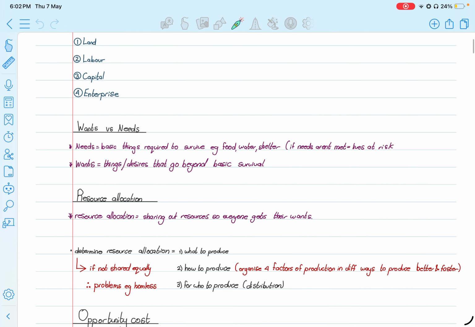Next we've got wants versus needs. This is kind of common sense, but if you do need a definition, here it is. Needs: basic things needed for survival. Wants: things or desires that go beyond basic survival.